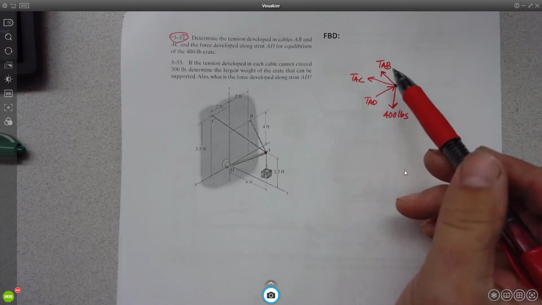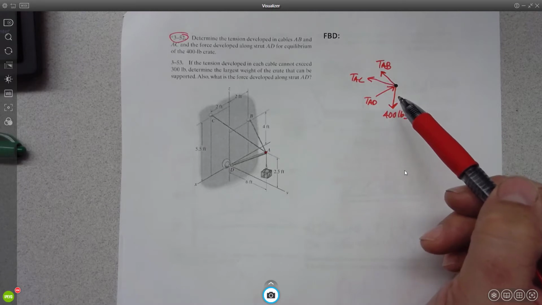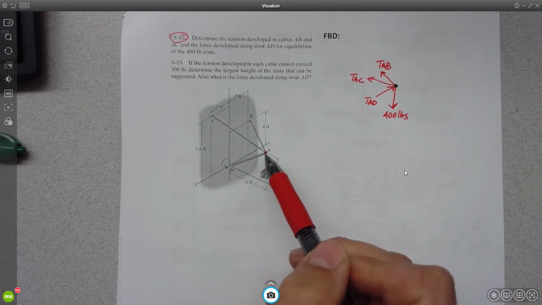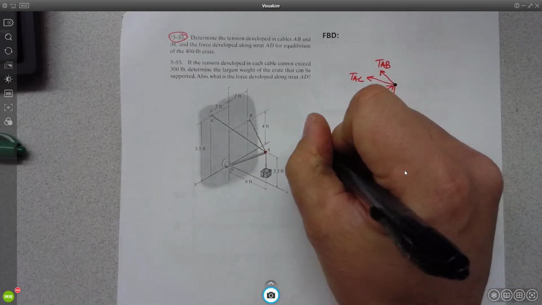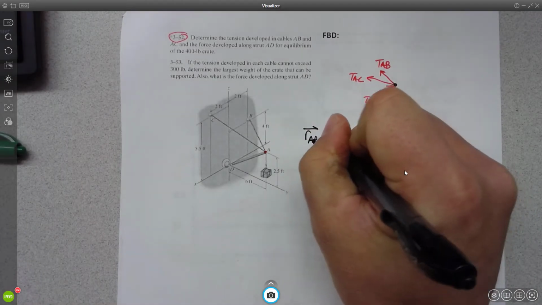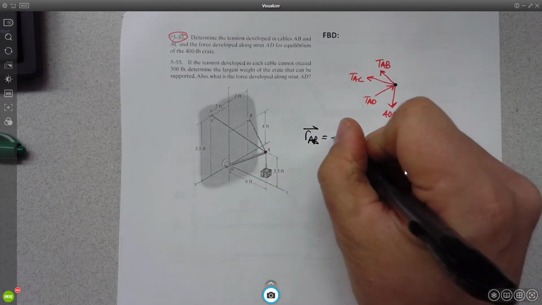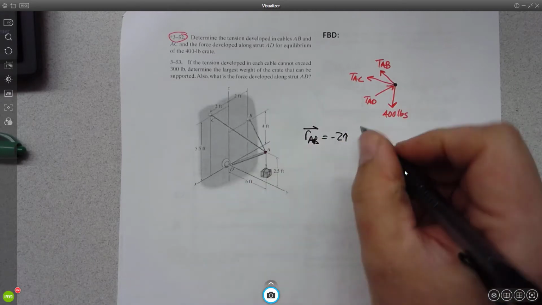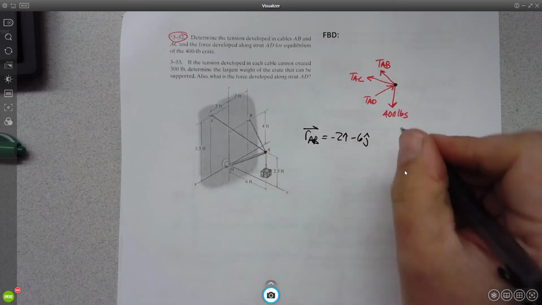Now we need to figure out the components of TAB, TAC, and TAD that are in the X, Y, and Z directions. What's our trick for doing that? Unit vectors, right? To find a unit vector that TAB acts along, I need to first find the position vector, RAB, and then find the unit vector, right? So let's do that. RAB. In the X direction, it looks like we go from 0 to -2. In the Y direction, we go from 6 to 0. And in the Z direction, we go from 2.5 to 4.